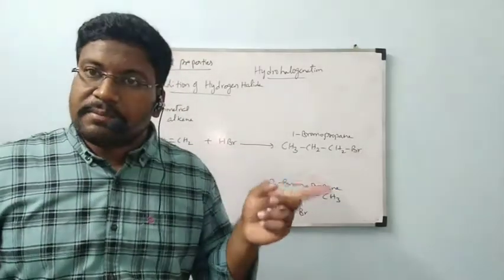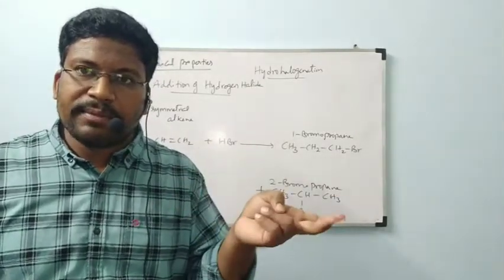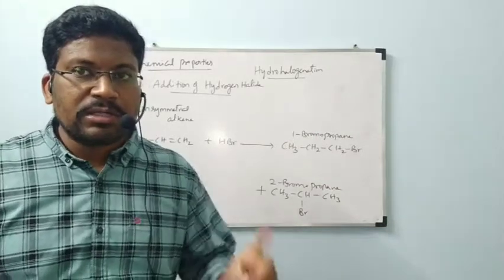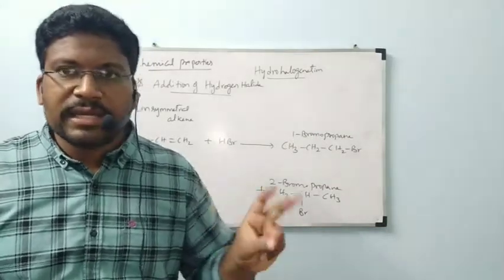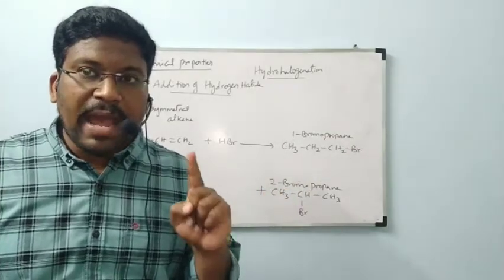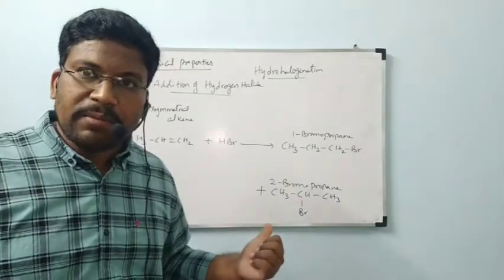In the previous symmetrical alkene, hydrogen is added to the first carbon or second carbon, bromine is added to the first carbon or second carbon, we will get the same product only. So no restriction at all. We can add in any sort and we will get the same product. But the questions are mostly related to unsymmetrical alkenes only. This is very important here.